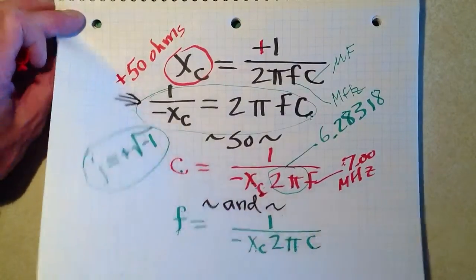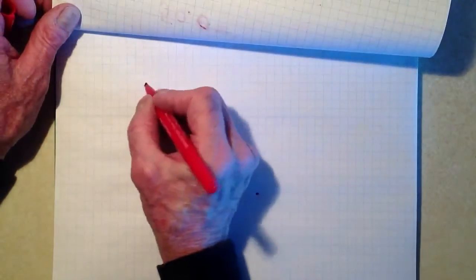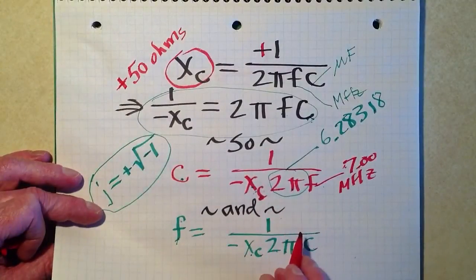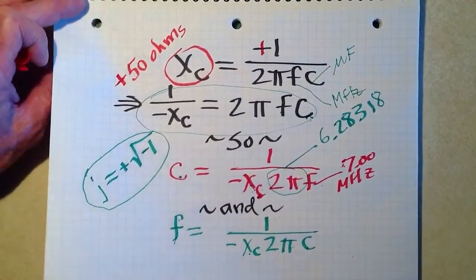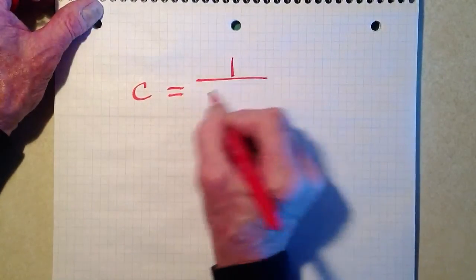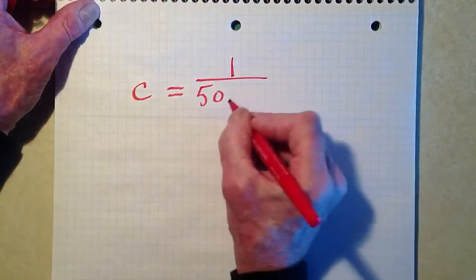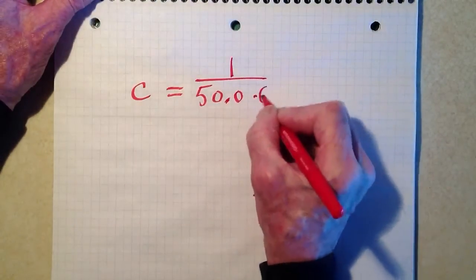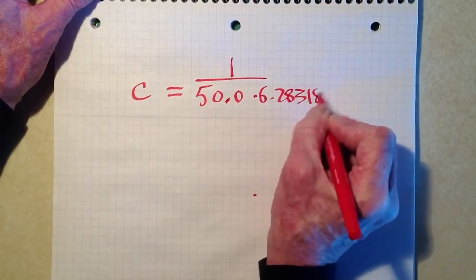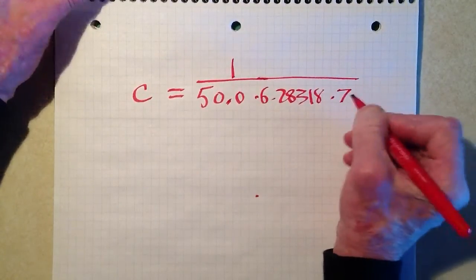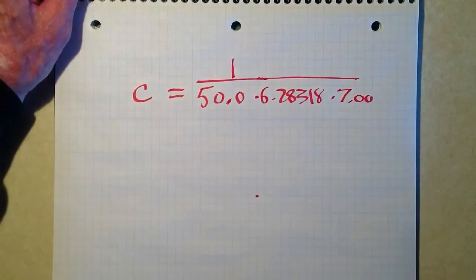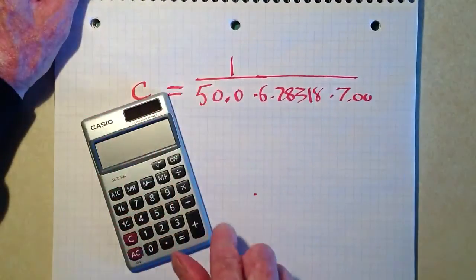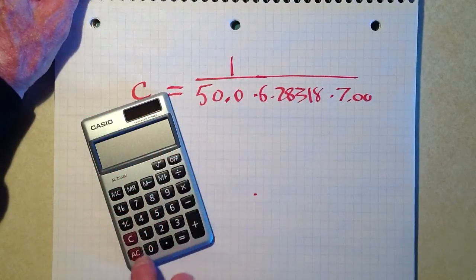We can take this capacitance, and that's what we want to find. We know the frequency, it's 7 megahertz, and we know the capacitive reactance is minus 50 ohms. So 1 divided by 50, remember minus a minus 50, 50.0 times 6.28318 times 7.00. So let's bring our calculator out. Now remember, this is going to be in microfarads.